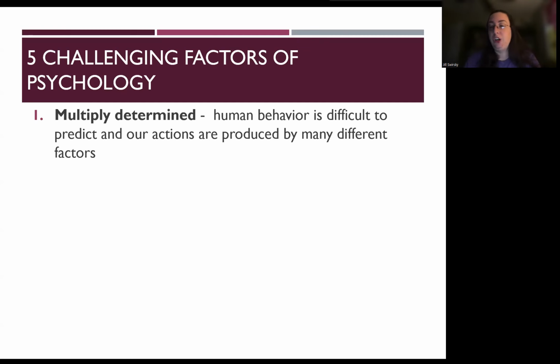Psychology is multiply determined. Human behavior is really difficult to predict, likely because our actions are produced by multiple factors. Every behavior that we engage in comes from a lot of different reasons. You're watching this video today. That's a behavior. Why are you doing it? Probably because you want a good grade, probably because you want to learn something, maybe because someone told you you have to, right? Our behaviors are influenced by a variety of different factors, so it's difficult to pinpoint just one.